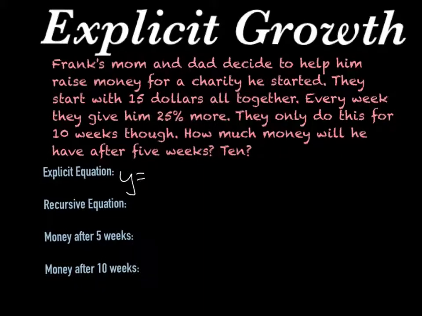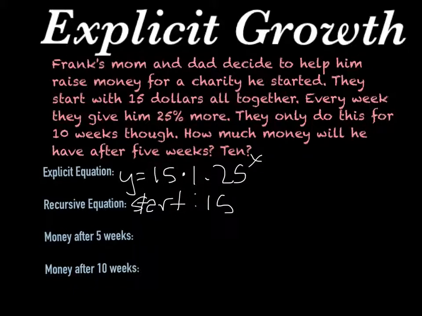The explicit equation for this is y equals 15 times 1.25 to the x power. 1.25 is actually 25%. You just have to put it like that so that it'll add and not subtract. For the recursive equation, the start is 15, and the equation is next equals now times 1.25.